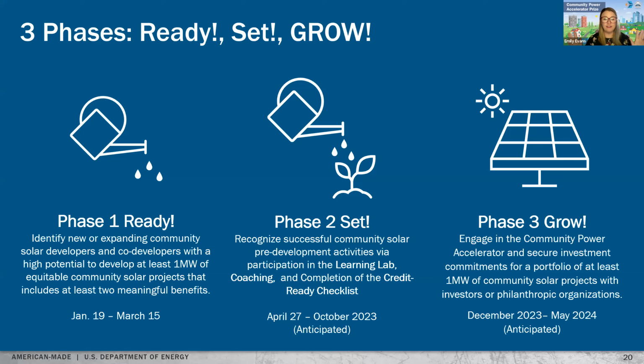Now, looking at the 3 phases of the prize that we've lightly touched on, the Community Accelerator Prize will have 3 phases: Ready, Set, and Grow. The current phase, phase 1 Ready, opened on January 19th and runs through March 15th. The goal of this phase is to identify those new or expanding community solar developers and co-developers who are going to be able to develop that 1 megawatt portfolio of equitable community solar that includes at least 2 of those meaningful benefits that Nicole was talking about.